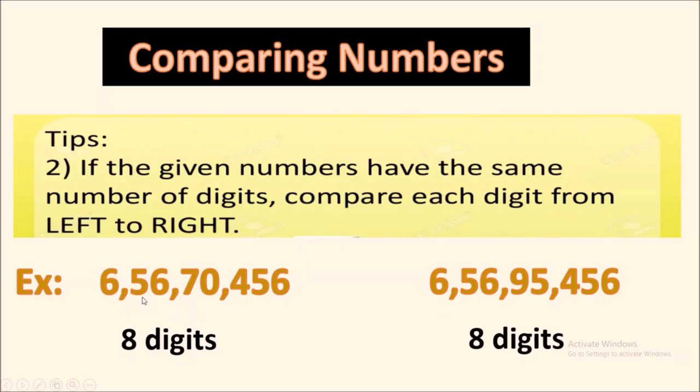This is 5 at the 10 lakhs place. Here also 5 at the 10 lakhs place. Here 6 at the lakhs place. Here also 6 at the lakhs place. So we cannot judge which is greater till now. So let's see what is at the 10,000 place. Here it is 7 and here it is 9. So clearly this number is greater. So our crocodile will be eating the greater number, that is 6 crore 56 lakh 95,456. Is it clear, my children?